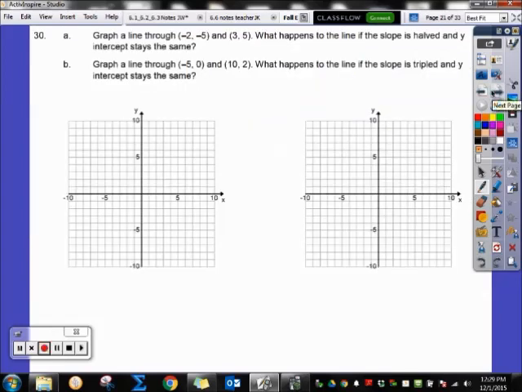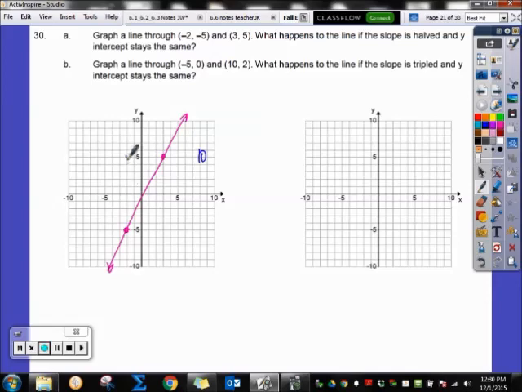For 30, we're going to graph a line through the points negative 2, negative 5, and 3, 5. What happens to the line if the slope is halved and the y-intercept stays the same? So first, we need to graph those 2 points. So negative 2, negative 5. Then I need 3, 5. So there's my line. And it says, what happened to the line if the slope is halved? Well, first of all, I actually need to count my slope. So I'm going to go up 1, 2, 3, 4, 5, 6, 7, 8, 9, 10. So I went up 10.